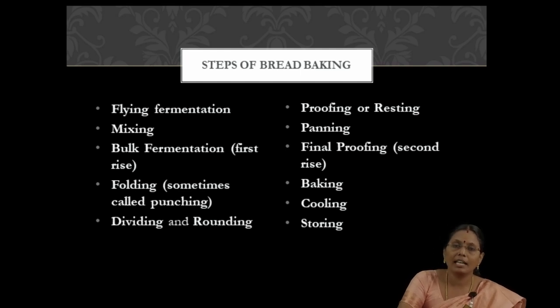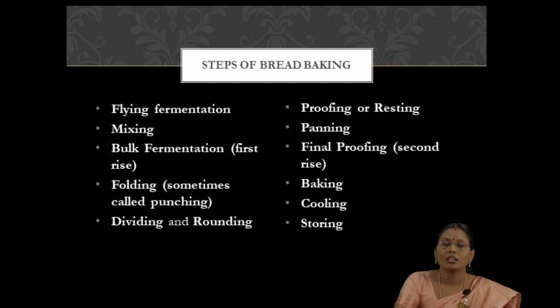And then dividing, rounding. During this process, the dough is divided into the desired size. So only then do we get the accurate weight of the bread. Then proofing or intermediate proofing. The dough pieces lose some of the moisture and gluten strands during the dividing process. So intermediate proofing will be given to the dough. During this time, the protein will be stretched easily.